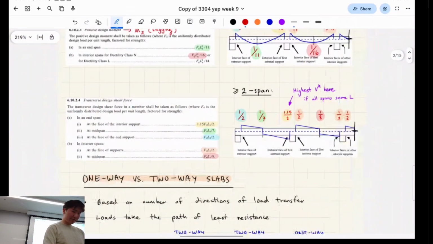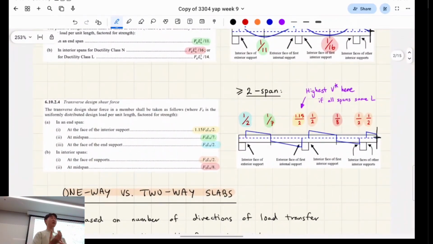Here's one which I haven't shown before, but it's very similar. It's the shear force. For continuous beams, they look like this. And then this value actually turns out to be the highest value, assuming all the LNs are the same, at the exterior face of the first internal support.